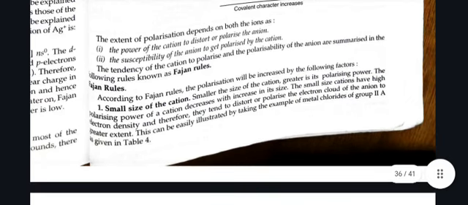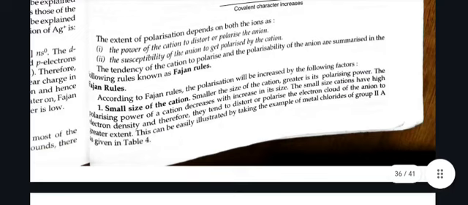The tendency of the cation to polarize and the polarizability of the anion are summarized in the following rules known as Fajan's rules. According to Fajan's rule, the polarization will increase by the following factor: small size of the cation. Smaller the size of the cation, greater is its polarizing power. The polarizing power of a cation decreases with increase in its size. Small size cations have high electron density and therefore they tend to distort or polarize the electron cloud of the anion to a greater extent. This can be easily illustrated by taking the example of metal fluorides of group 2A as given in table 4.